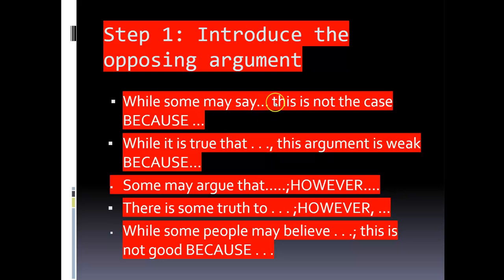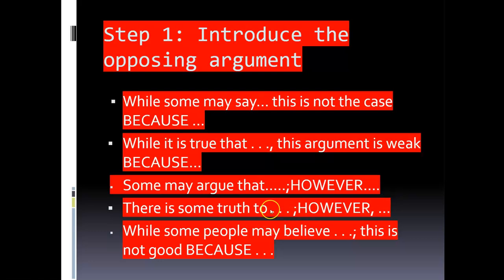So while some may say, this is where you would put the opposing argument. This is not the case because, and after the word because is where you would provide your counter argument. Another option might be, "While it is true that blank," so insert the opposing viewpoint, "this argument is weak because blank," and that's where you would insert your counter argument. "Some may argue that, dot, dot, dot," you would put in the opposing argument. "However," you would insert your counter argument here.